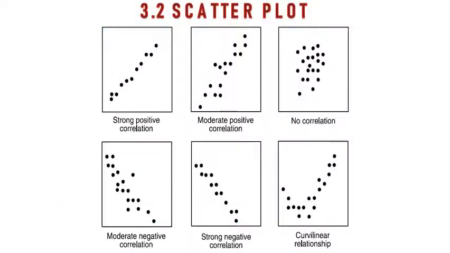So we look at the scatter plot diagram. We have 6 types, which are strong positive correlation, moderate positive correlation, no correlation. This is no correlation. This is moderate negative, strong negative correlation, curvilinear relationship. Okay.